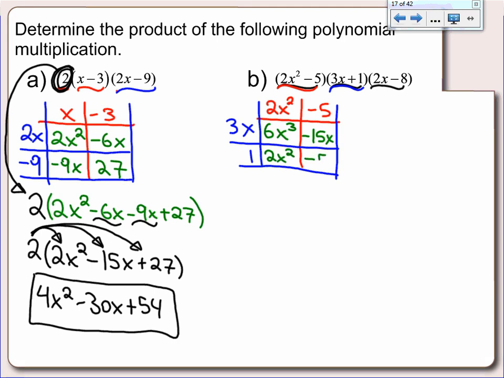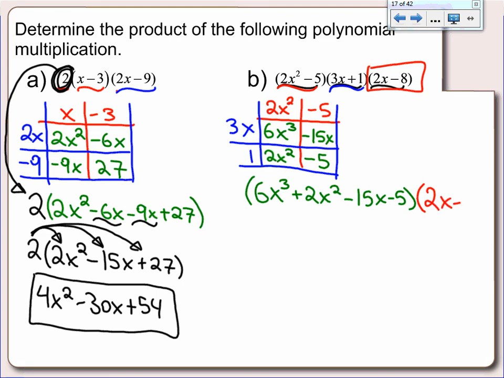We then write everything out. So we have 6x cubed plus 2x squared minus 15x minus 5. And like we did before, we're going to put our answer in brackets. Because we're not done yet, we have to multiply by this other binomial, this one up here. We haven't used it yet, so we must write it back out.